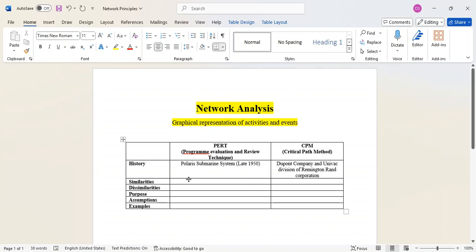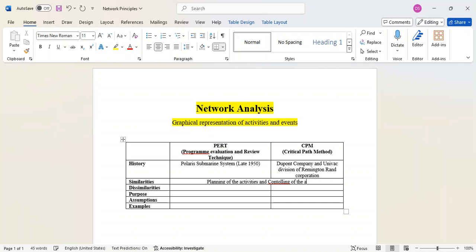The question arises why we are doing PERT and CPM. The similarities between PERT and CPM: both are similar on two fronts. They are used for planning of the activities and controlling of the activities. In management, you all know that planning and controlling are the basic functions of management.